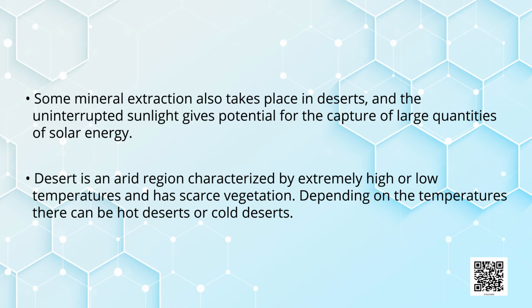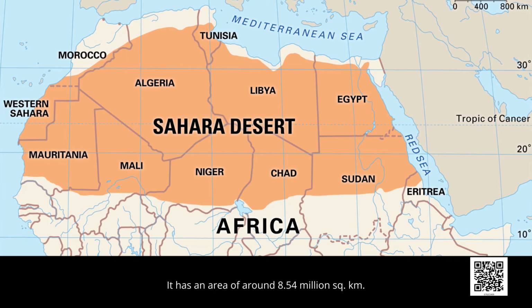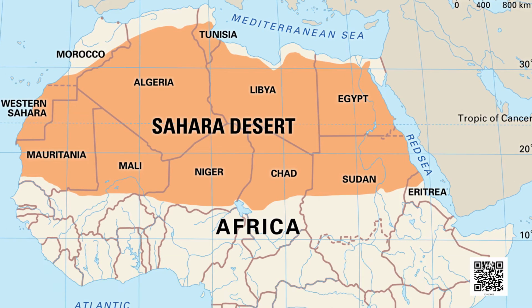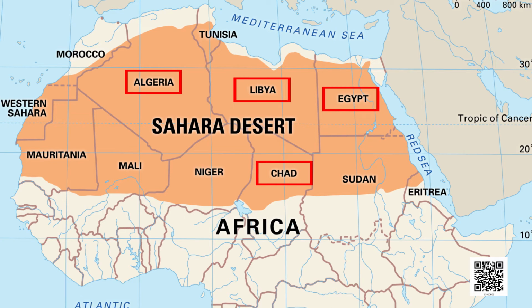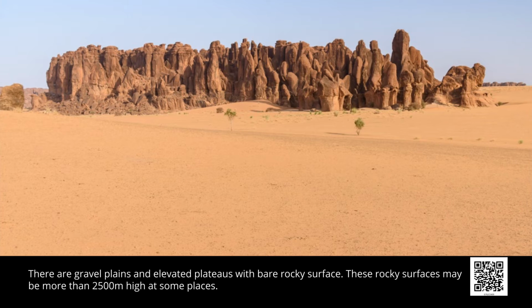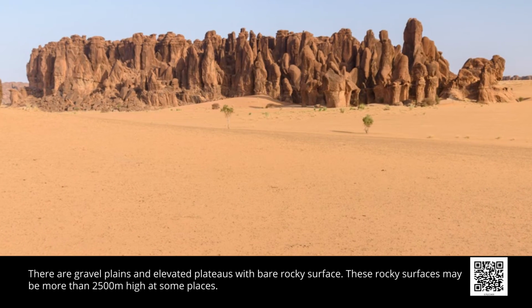So let's take up the hot deserts first. Sahara. The Sahara is the world's largest desert. It has an area of around 8.54 million square kilometers. The Sahara Desert touches 11 countries: Algeria, Chad, Egypt, Libya, Mali, Mauritania, Morocco, Niger, Sudan, Tunisia and Western Sahara. In the Sahara Desert, there are gravel plains and elevated plateaus with bare rocky surface.